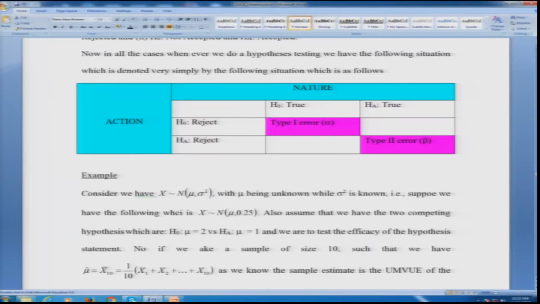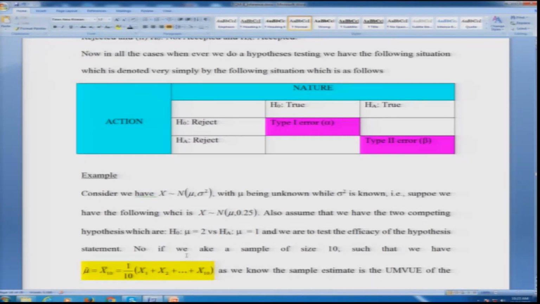So the 2 competing hypotheses are H naught, mu being 2, with respect to HA, mu being 1. It can be not equal to 2 also, it can be greater than 2, less than 2, whatever it is. And we have to test the efficacy of the hypothesis. Now we consider we pick up a sample of size 10. If you pick up the sample of size 10, obviously the sample mean is given by this formula.